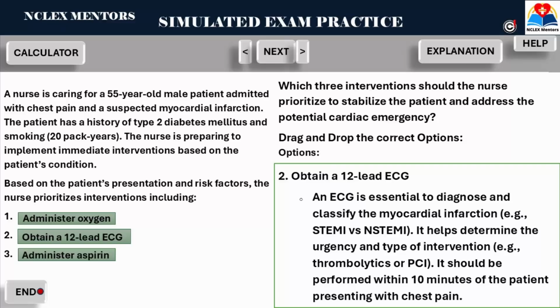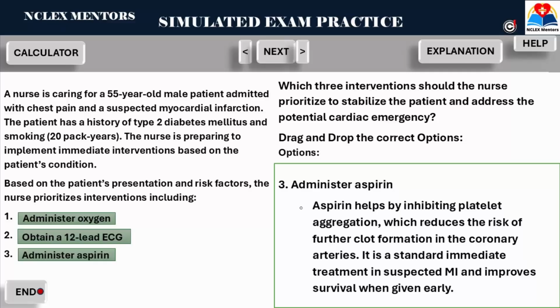2. Obtain a 12-lead ECG. This step is absolutely critical. The ECG tells us what kind of heart attack we're dealing with. Is it a STEMI, ST elevation myocardial infarction, or something else? This helps the entire care team decide whether the patient needs emergency intervention, like a cath lab procedure or thrombolytics. And by the way, NCLEX loves this. The ECG should be done within 10 minutes of arrival for chest pain.